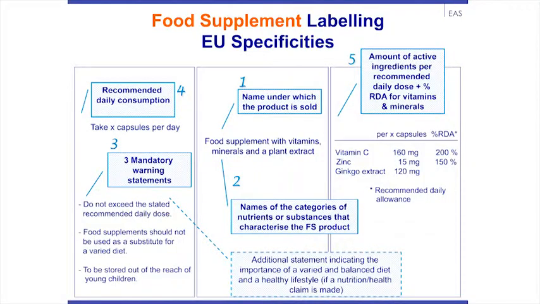Then you have to put on your label the names of the categories of nutrients or substances that characterize your product. And here it's interesting. So what can you put? You put food supplement with a plant extract, for instance, or food supplement on the basis of vitamins and minerals. Here we would advise you to keep it very general, just to state vitamins, minerals, or plants.